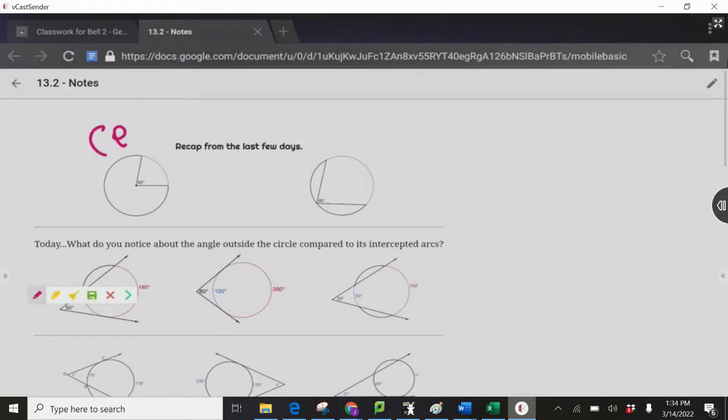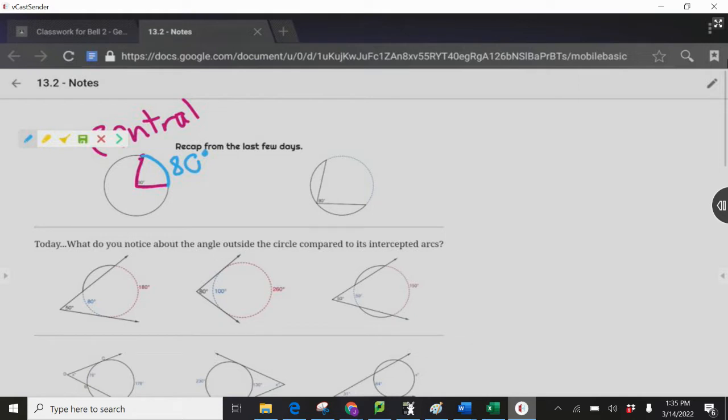Here we go, central angle. Now, a central angle is an angle that is at the center of our circle. So it's well named, central angle. And what we learned was that the central angle is the same measure as its arc. So the angle is 80 degrees, the arc is 80 degrees.